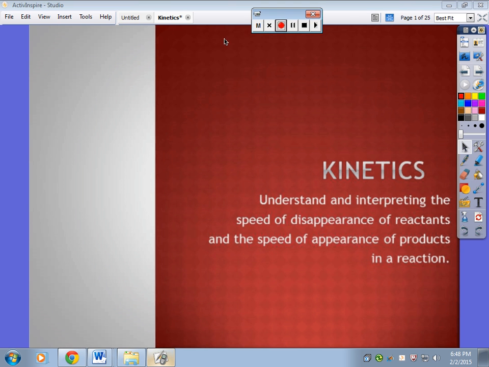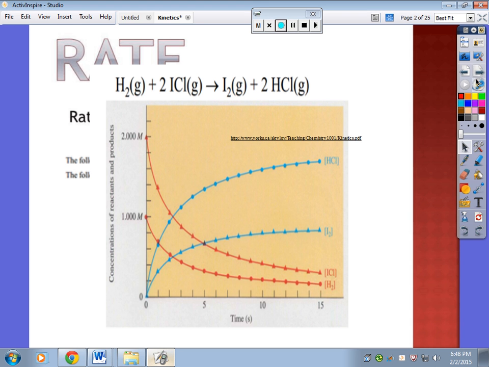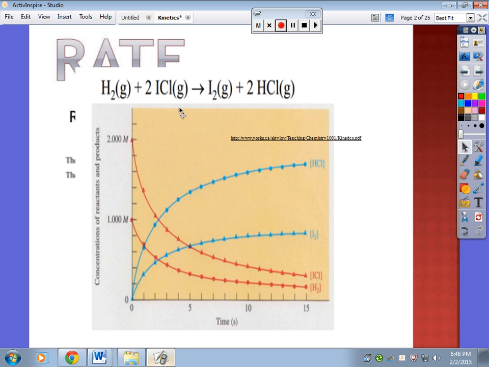Hey everybody, this is a quick podcast on kinetics, and this actually deals with the rate of reactions, how fast reactants are disappearing and how fast products are appearing. Not thermodynamics or anything like that, but how fast things are happening. And so if you look, this is a typical graph that you might see for a reaction. And if you notice, there's red lines and blue lines, and the red lines specifically deal with the reactants. And those reactants are disappearing.